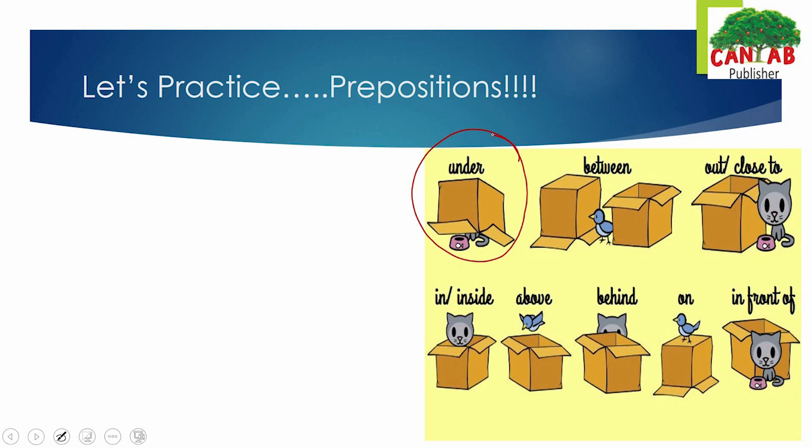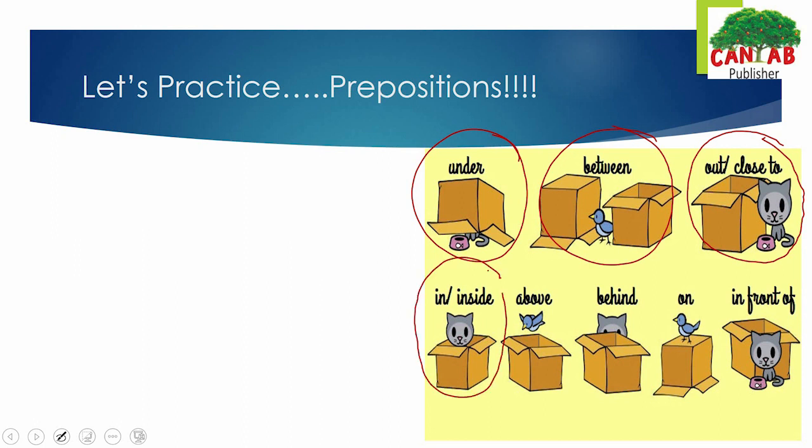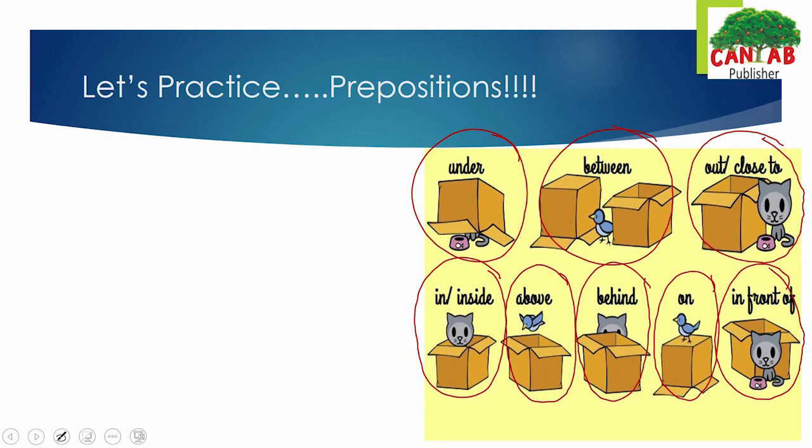The cat is under the box. The bird is between the boxes. The cat is out or close to the box. The cat is inside the box. The bird is above the box. The cat is behind the box. The bird is sitting on the box. This cat is in front of the box.